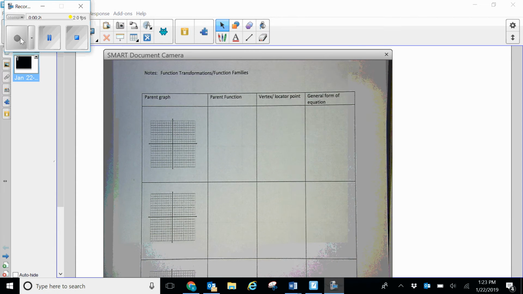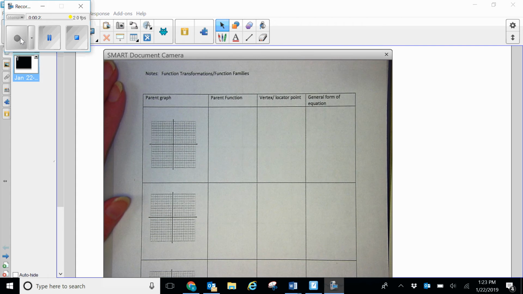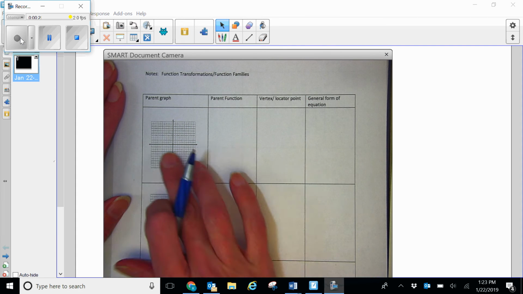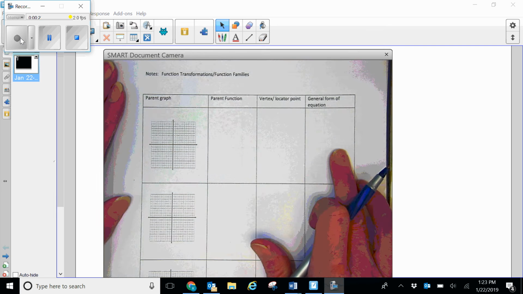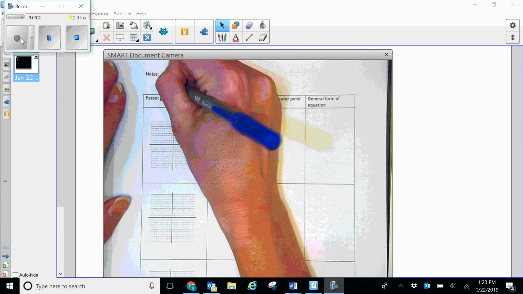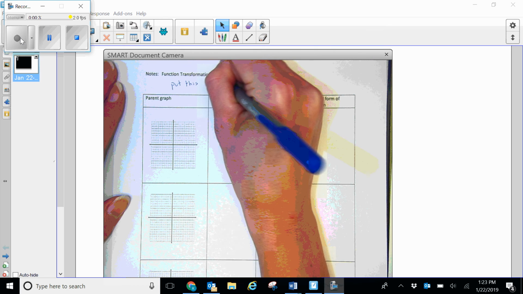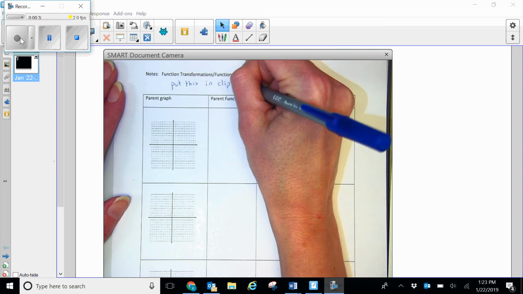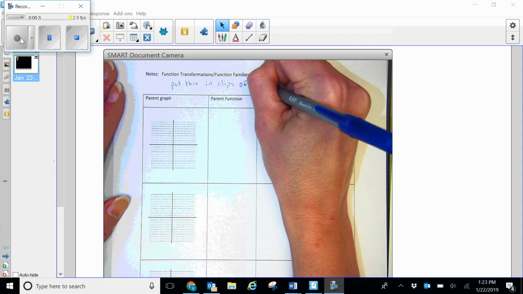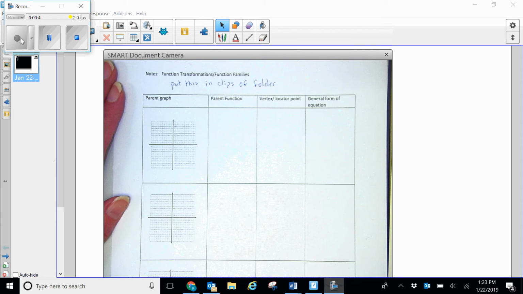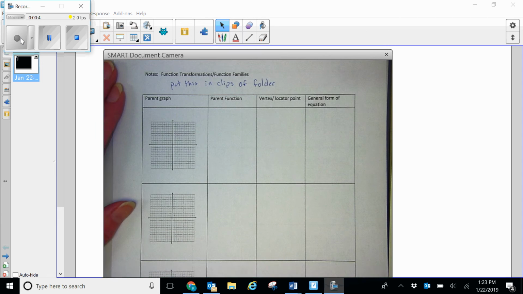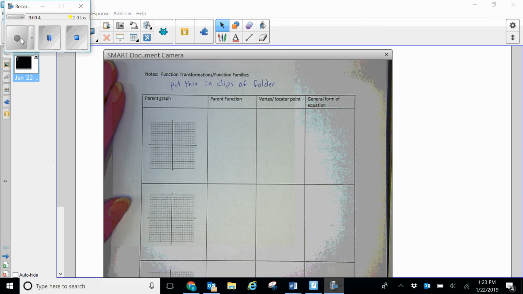Okay, so first off, we'll fill in the rest of this later, but we're just going to fill in this row today. I do want you to put this in the clips of your folder, because this is not something I want you to turn in. It's notes. I want you to have it to refer back to. So we're going to look today at the parabola parent function.